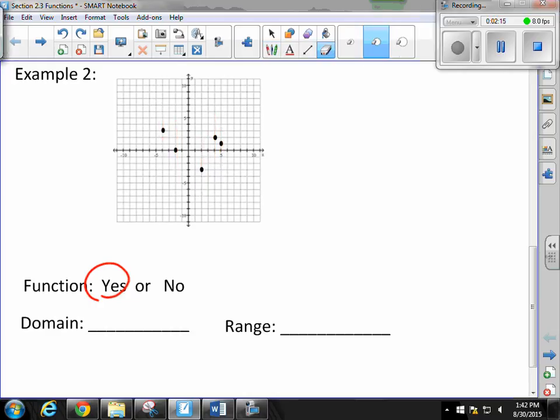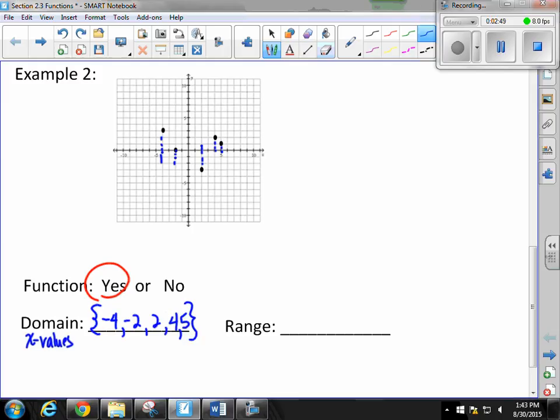When we talk about domain and range, domain, remember, we're talking about all of the x values. So I have to look at my grid and where my points are. This point looks like it's at -4. This point looks like it's at -2. This point looks like it's at +2. That looks like 4 and 5. And I use commas to separate my numbers and set braces, these curly braces, to designate that it's just that set of individual numbers.